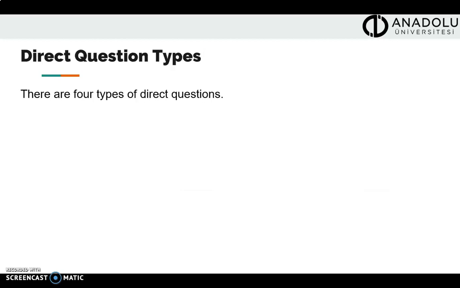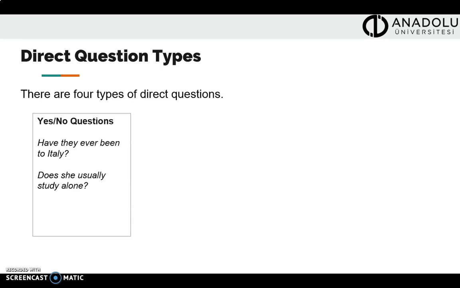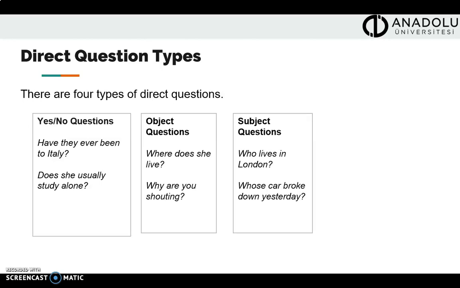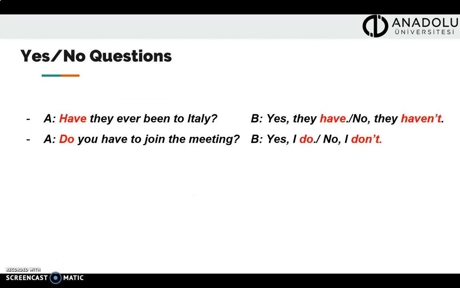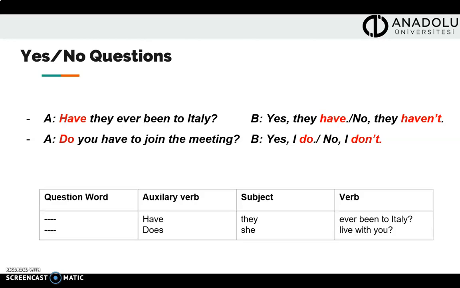Now, first of all, let's focus on direct questions. Let's remember different types of direct questions now. Yes/no questions, object questions, subject questions, and questions with prepositions. Now, we will focus on each type of question one by one. For yes/no questions, we expect the answer yes or no, and we change the place of the subject and auxiliary verb to make this type of question.